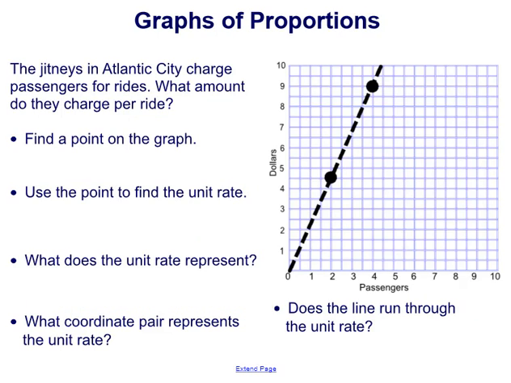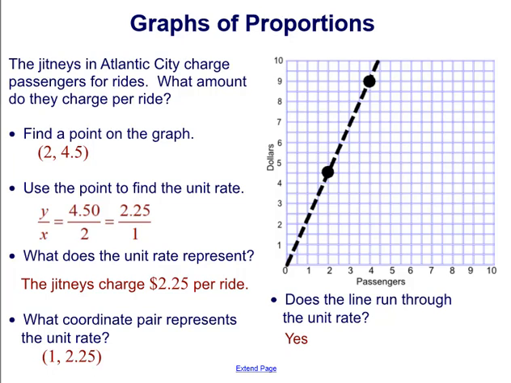Here we have the jitneys in Atlantic City charge passengers for rides. What amount do they charge per ride? So that's asking us for a unit rate. So we can go through the process of finding a point on the graph, using the point to find the unit rate, and then see what that unit rate represents. What coordinate pair represents the unit rate, and does the line run through the unit rate?